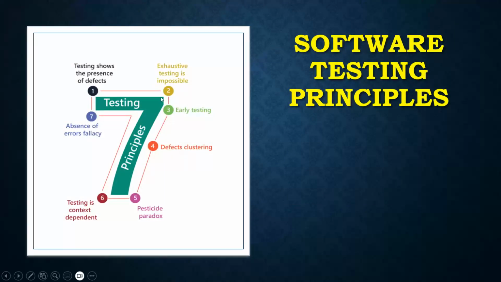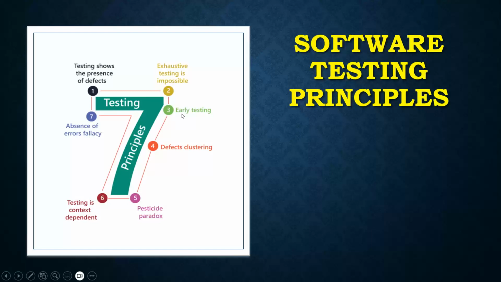We can say we have tested 80%, 90% of our web application, but we cannot say we have tested this application 100% and that it is 100% working. So this is the second principle in software testing.